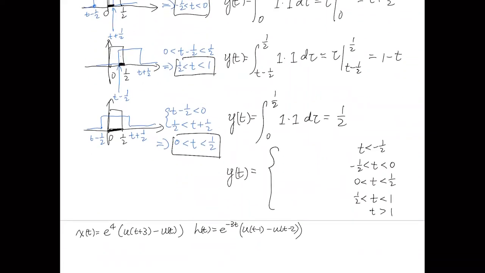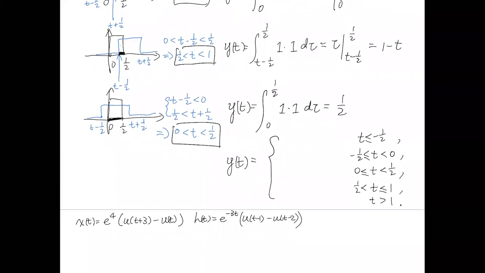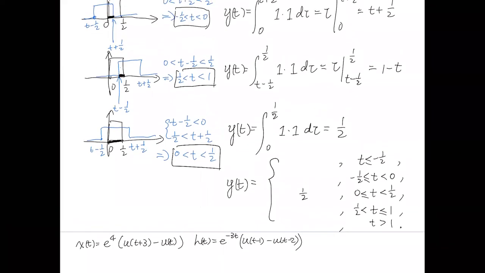Okay, so you put them together, and the equality sign for integration doesn't matter. So usually we put them with the less than or equal to sign. Okay, so that is how we finally put the results, and then you copy things here, and you're done. Okay, so for 0 to half, you have half. From half to 1, you have 1 minus t. Greater than 1, you have this. Smaller than or equal to negative half, you have 0.